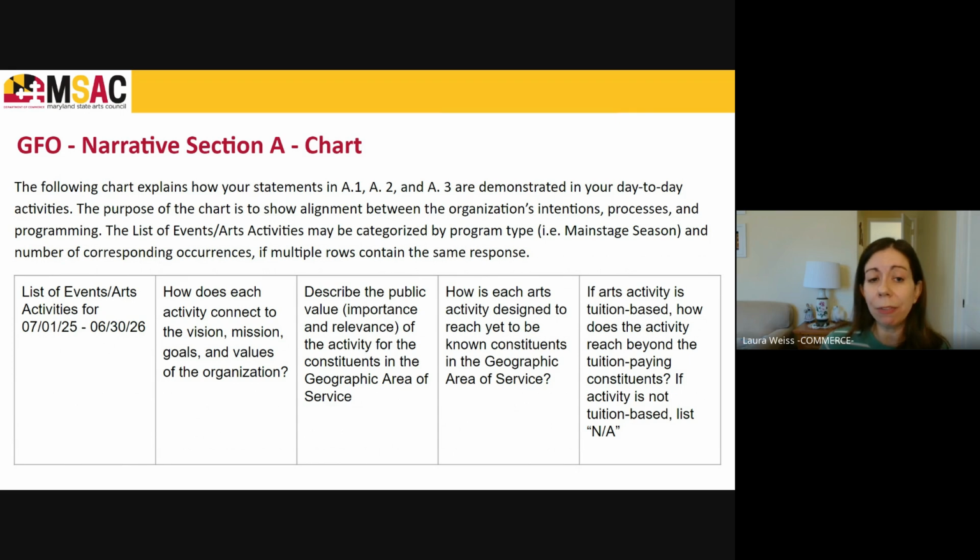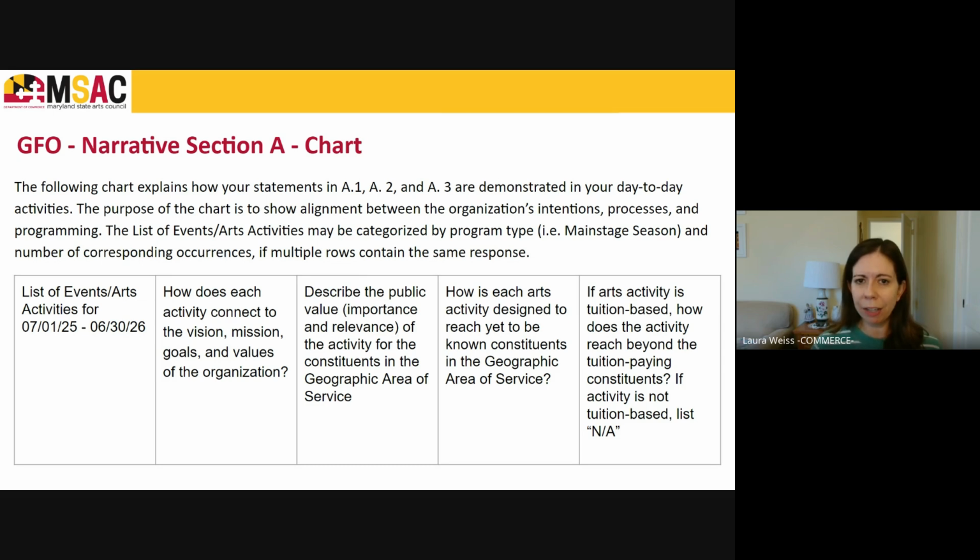The last section of Section A is our activities chart. So this is really going to connect your statements from A1, 2, and 3, and thinking about your day-to-day activities. So within this chart, you're looking to really show the different programming that you offer and how that is aligning with your organization's intentions, processes, and programming overall. So we're looking specifically at a list of events or arts activities that are happening from, this is going to be an FY26, so July 1st, 2025 through June 30th, 2026. You're going to list out those different programs and then address each of the columns for your programs.